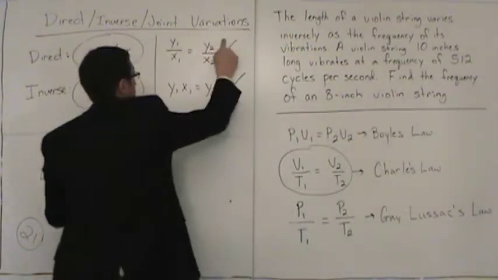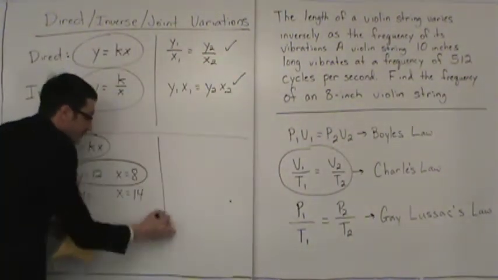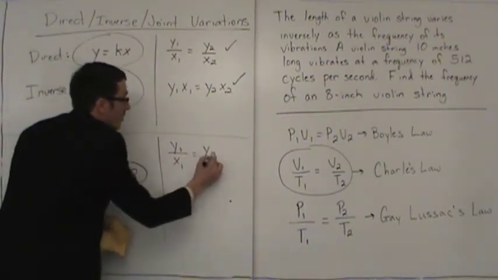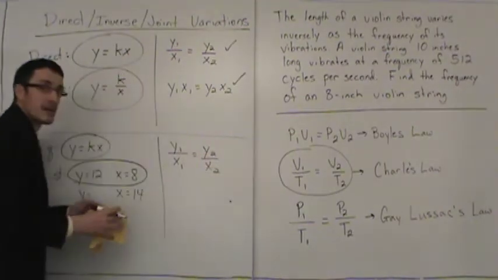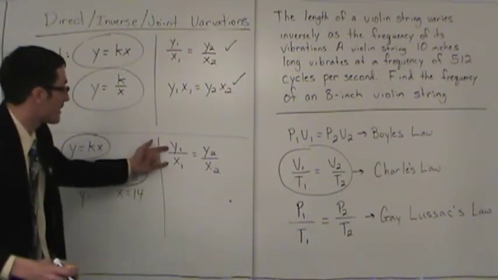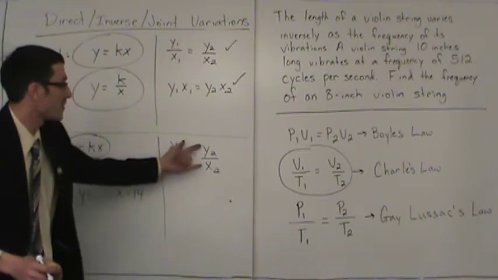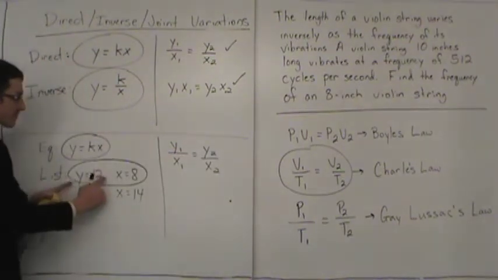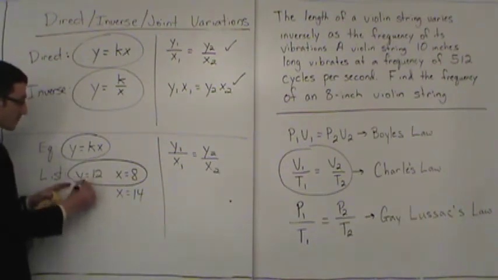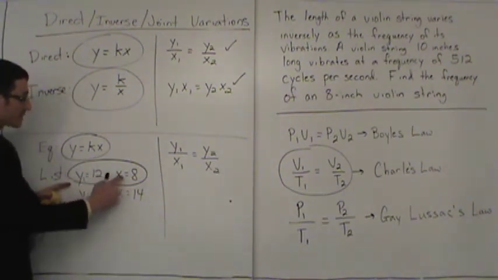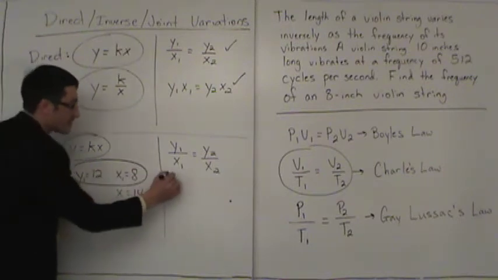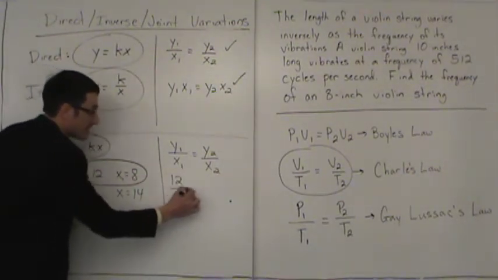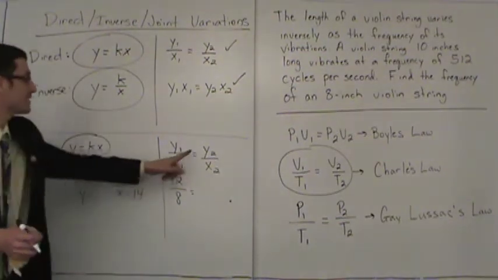Watch. y1 over x1 is y2 over x2. Here we write y1 over x1 is equal to y2 over x2. What this means is take the first y value and the first x value, put them together. Take the second y value and the second x value, put them together. Or list 1, list 2. So let's take the top list, we call this y1, we call this x1. The top list, 12 and 8. So we're going to do 12 is y1 over 8 is x1, equal to y2 over x2.